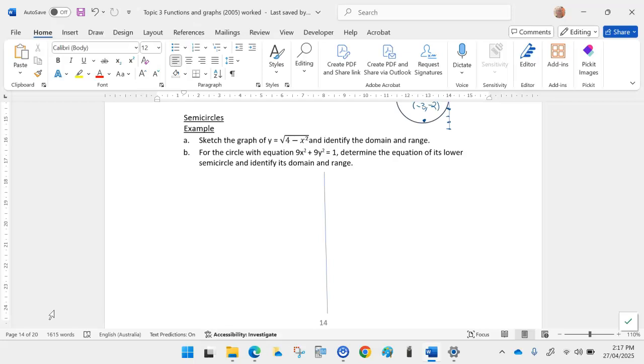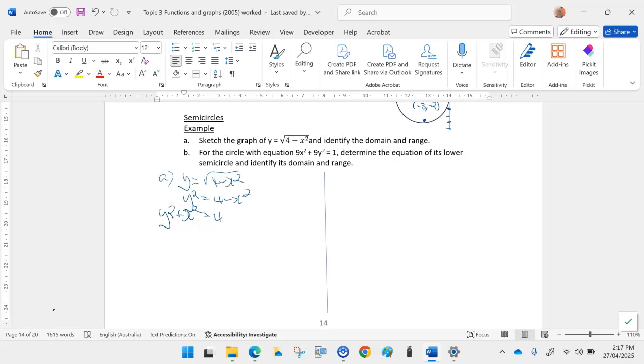It says, well, we're talking about semicircles. Sketch the graph of y is equal to the square root of 4 minus x squared. Okay, if I was to square both sides, I'd get y squared is equal to 4 minus x squared, yeah? And if I was to move the x squared from the right-hand side to the left-hand side by adding x squared to both sides, I'd get this: y squared plus x squared is equal to 4.